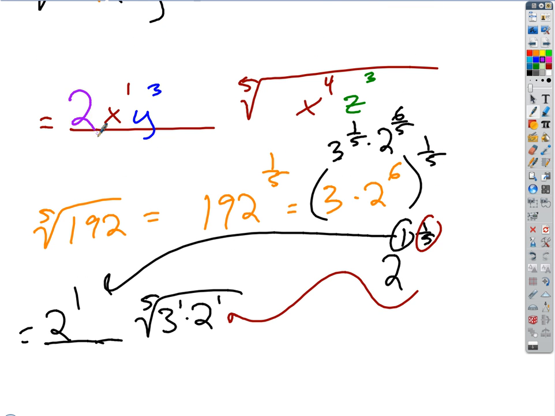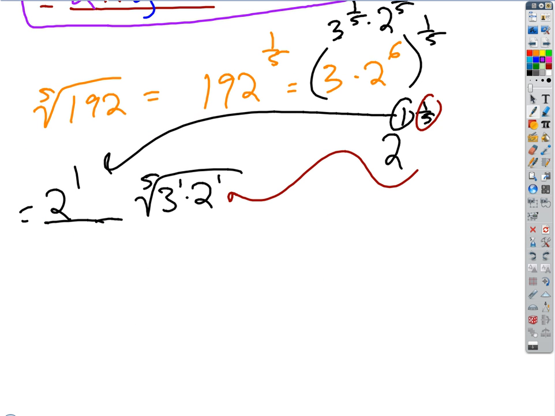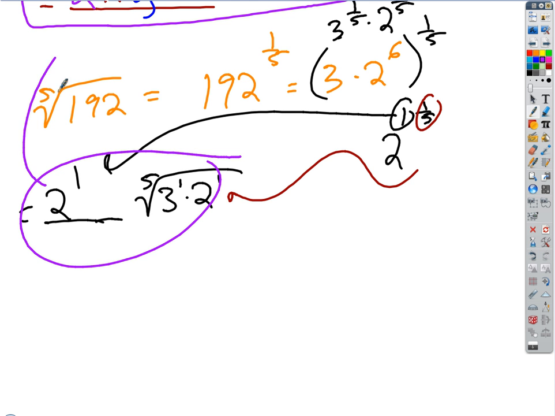So we get the 2 outside, and now what goes in here? 3 times 2, right? That's what was left from the 192, the stuff that was stuck in the radical. Do you write the answer with two different answers? No, that's our answer. This was just our way of figuring out how to deal with the fifth root of 192. Here's our work, this is our answer that we're going to plug back in with the other stuff.